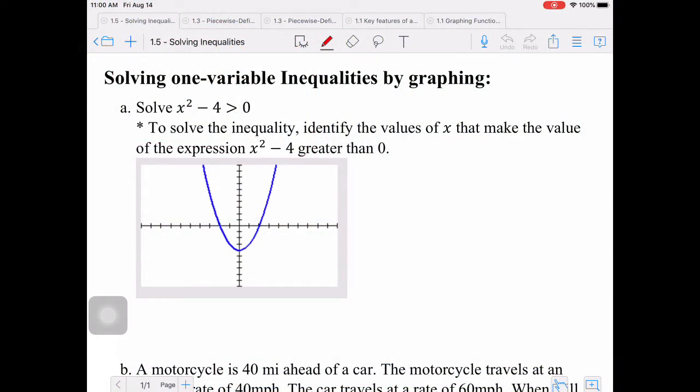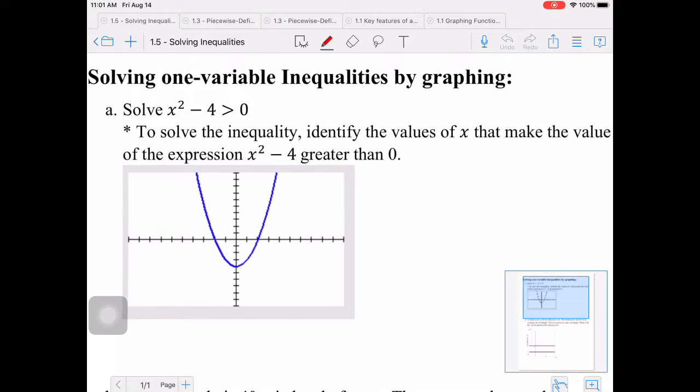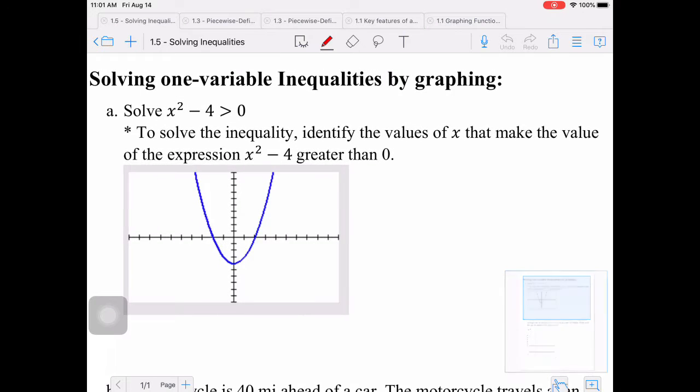We're going to go over solving one variable inequalities by graphing. So let's dive into it. We're going to be solving x squared minus 4, and I want to know when that is greater than 0.